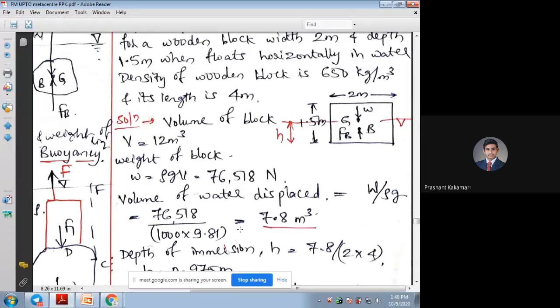So once the volume is known, all the dimensions are in standard form because it is a rectangular block. It has a proper length, width and height. Only the height of the liquid from the free surface is not known, but the width and length are the same. Width is 2 meters, length is 4 meters. The height of liquid displaced we don't know. So once you find the volume of liquid displaced, anyone can find the height.